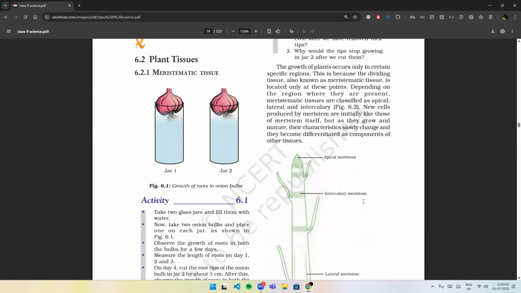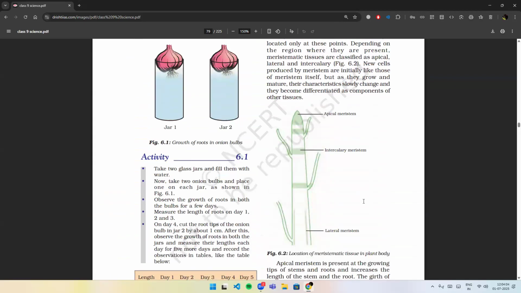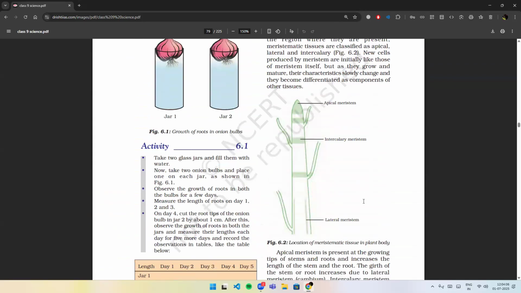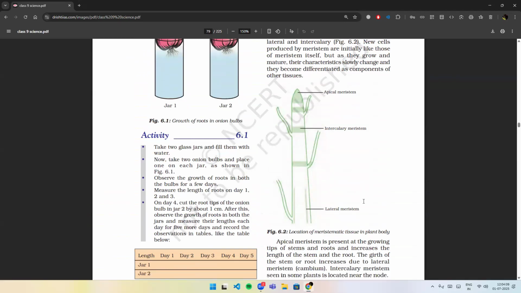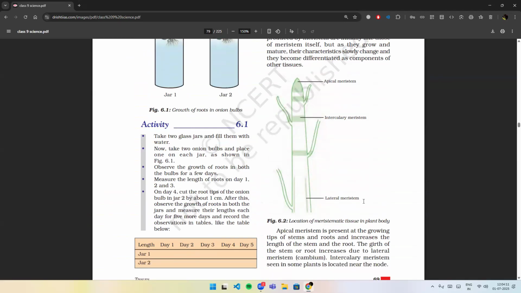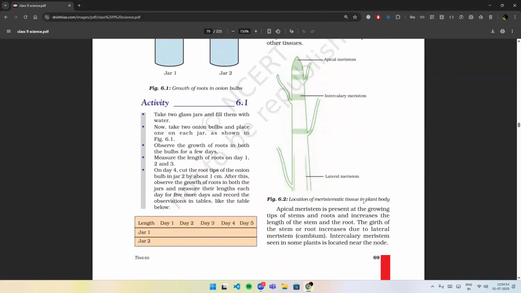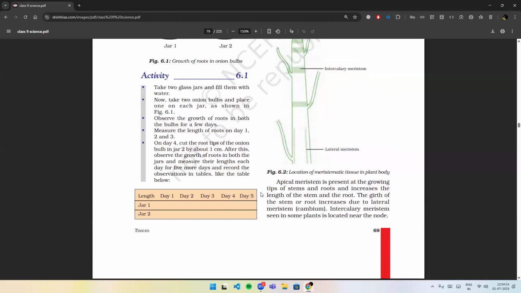Activity 6.1. Take two glass jars and fill them with water. Now take two onion bulbs and place one on each jar as shown in figure 6.1. Observe the growth of roots in both the bulbs for a few days. Measure the length of roots on day 1, 2, and 3. On day 4, cut the root tips of the onion bulb in jar 2 by about 1 centimeter. After this, observe the growth of roots in both the jars and measure their lengths each day for 5 more days and record the observations in tables like the table below.